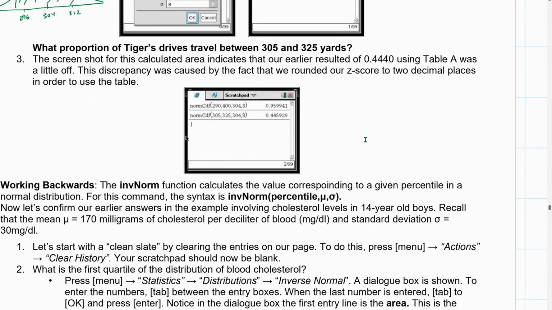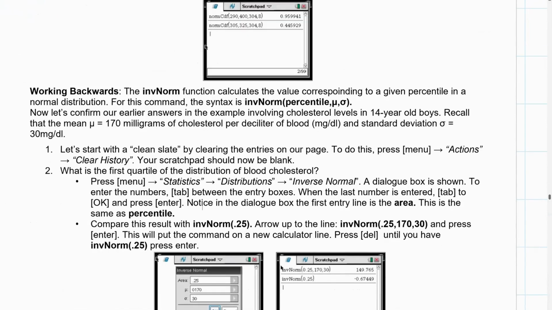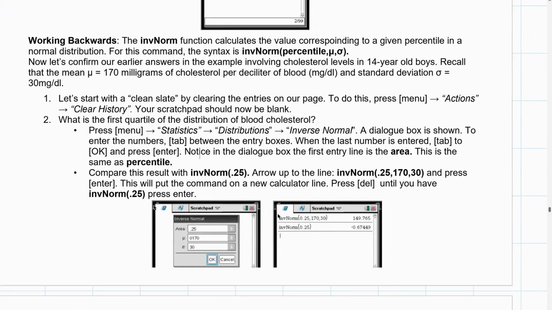The next example is working backwards. This is where we know a percentage, a proportion, or an area, and we're working backward to find out the X value that is appropriate. This is the one having to do with the cholesterol blood levels. All right.